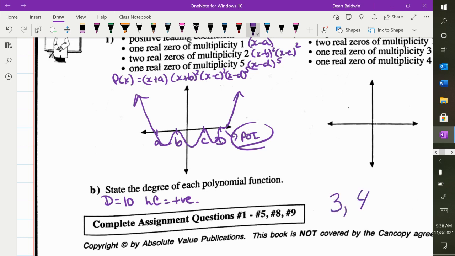3, 4, 5. 3, 4, 5, please. And that will be the end of this lesson. And we'll get on to the last lesson of the unit.